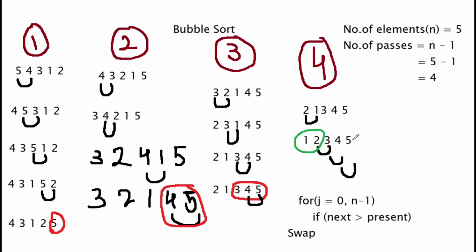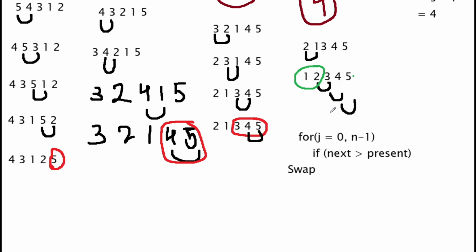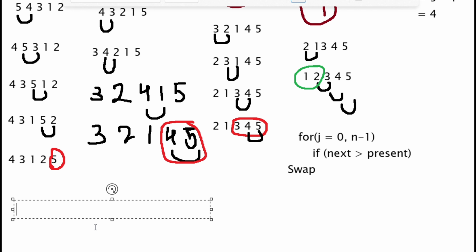So in that case what happens is we will follow this logic. What is that, sir? Okay, I will tell you. Let me take this green color. 2, 1, 3, 4, 5, right?